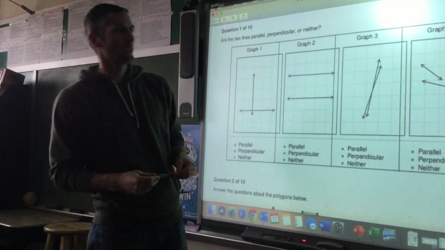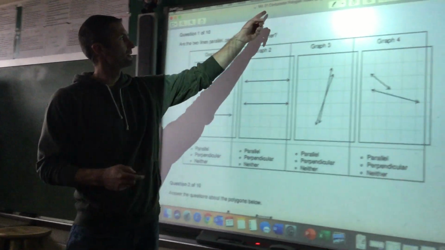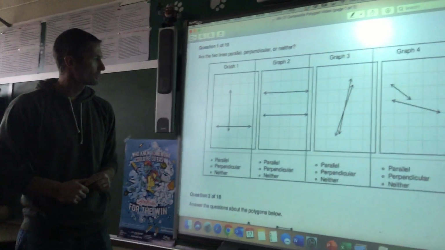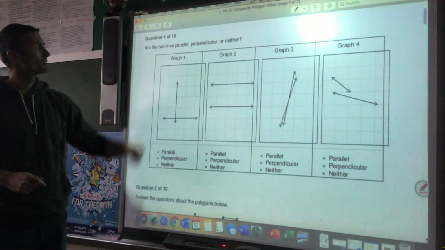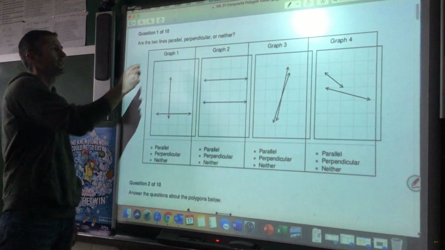This is your week 21 homework over composite polygons. We're starting with the basic one. Are these two lines parallel, perpendicular, or neither?